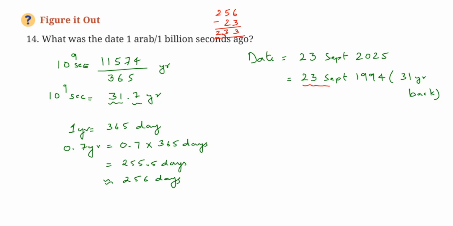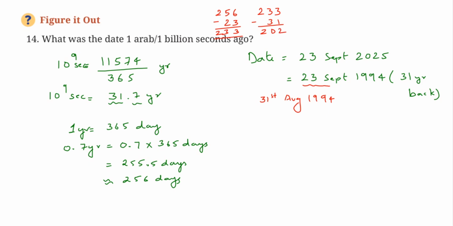If I remove 23 days from the month of September, I get the end of August. And in August there are 31 days. This means I get 31st August, after subtracting 23 days. And the year will be the same, 1994. Now let's remove these 31 days of August. The days left are 233. From this, let's subtract 31. We get 202. So there are still 202 days left.